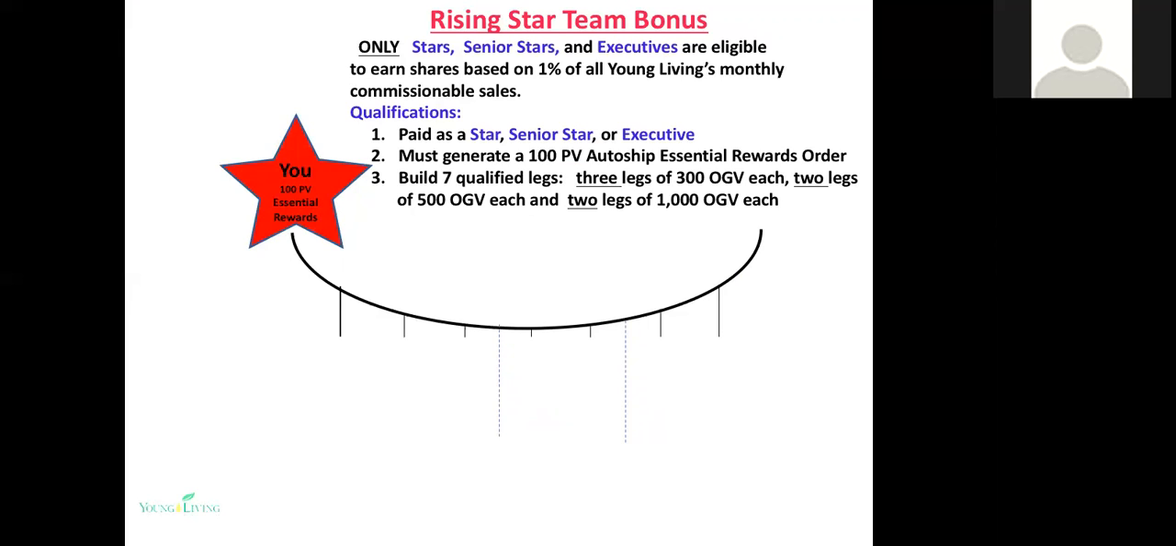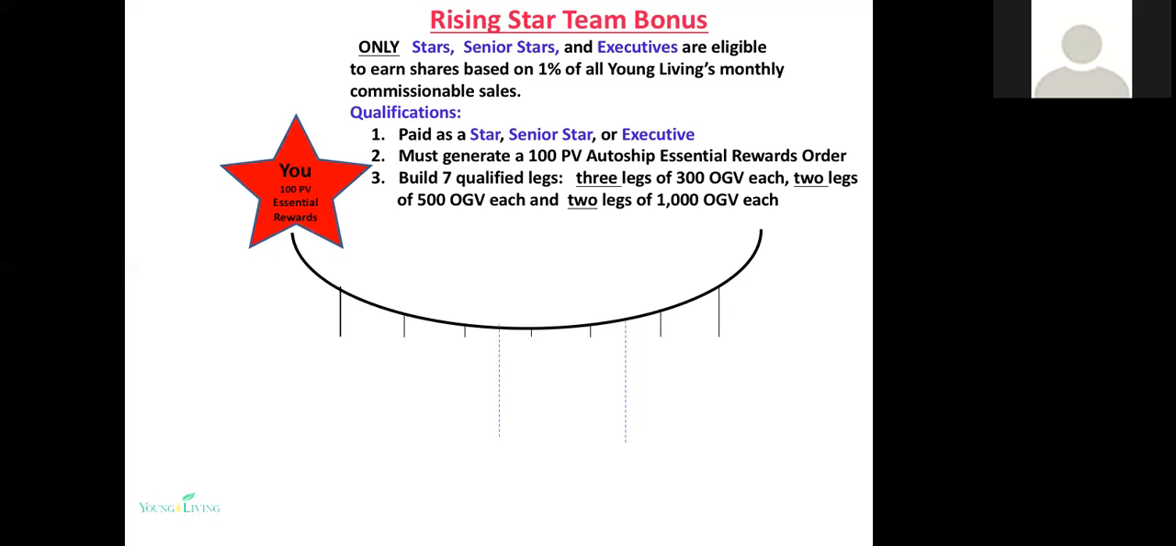Now, what this bonus actually entails is taking 1% of the global commissionable sales for Young Living within a month, and then dividing that amount by the members and the number of shares that those members qualify to be paid in order to determine what the share value is for the bonus. So this share value can fluctuate. It can go up or go down based on the global commissionable sales for the month and the number of members that qualify for the bonus and the shares that they qualify to be paid on for the bonus.